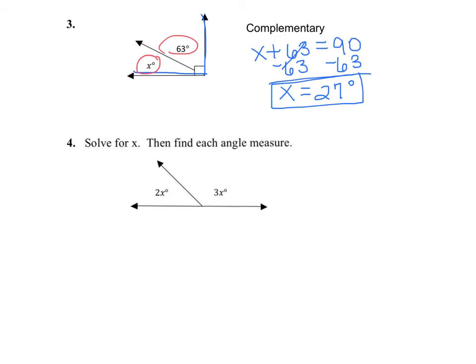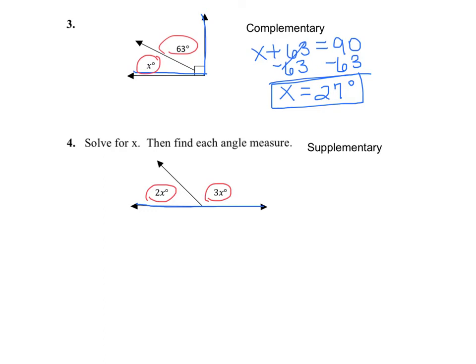Let's look at number 4. Solve for x, then find each angle measure. So number 4 is a little different. We have to solve for x, that's our first step, and then we have to find each angle measurement. Okay, angle 1 is 2x, and angle 2 is 3x. Let's first identify what type of angle this is. If you look, we have a straight line, therefore it is supplementary. And we know supplementary is a straight line, therefore it equals 180 degrees.